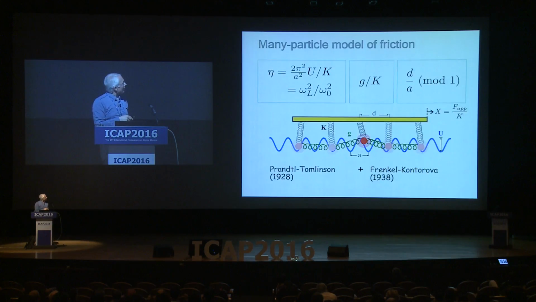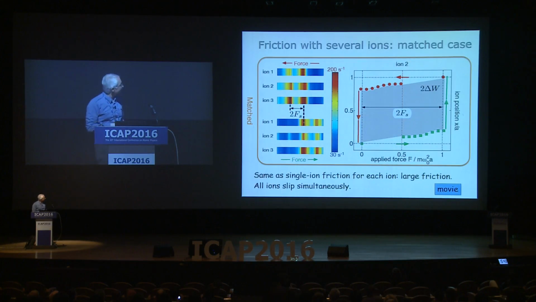Okay, and now what we can do is arrange it in such a way, by slightly adjusting the Paul trap, so that this length scale D is an integer multiple of this length scale A. So that basically all ions are sitting at equivalent points in the periodic potential. So this is a measurement with 3 particles, ion 1, ion 2, ion 3, that are arranged so that they sit at equivalent points in the periodic potential that we move then across the lattice.